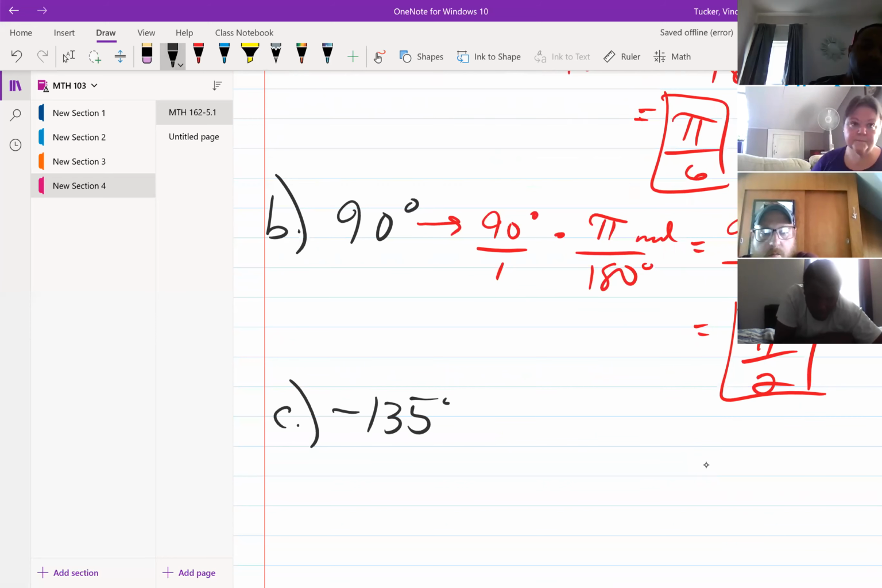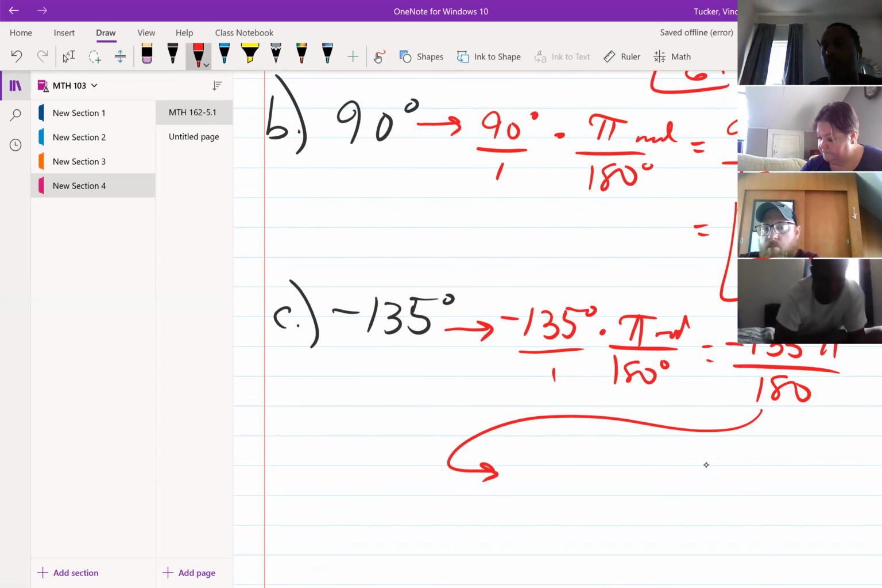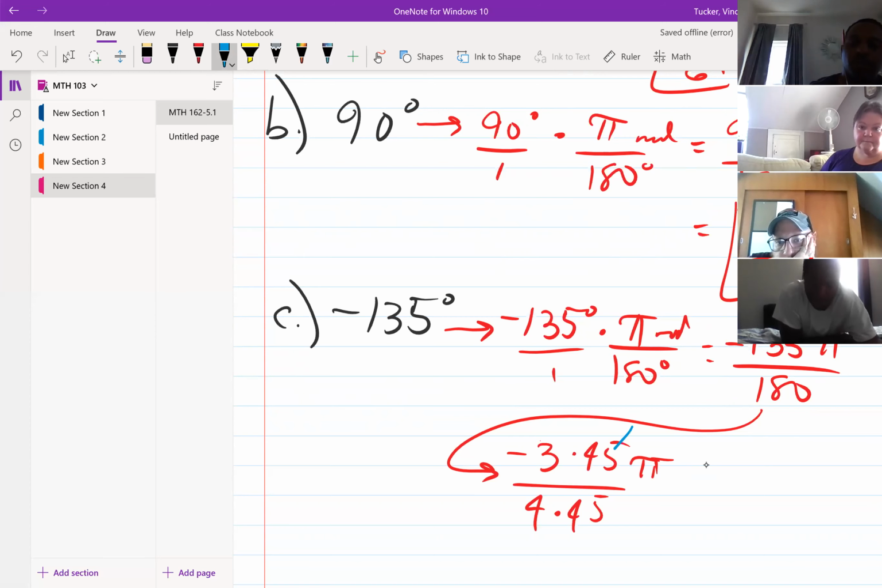Last one like this, negative 135 degrees. Multiply that across, or go ahead and cancel, whichever way you want to do it. This one was 45. So the 45 cancels, leaving us with negative 3 pi over 4.